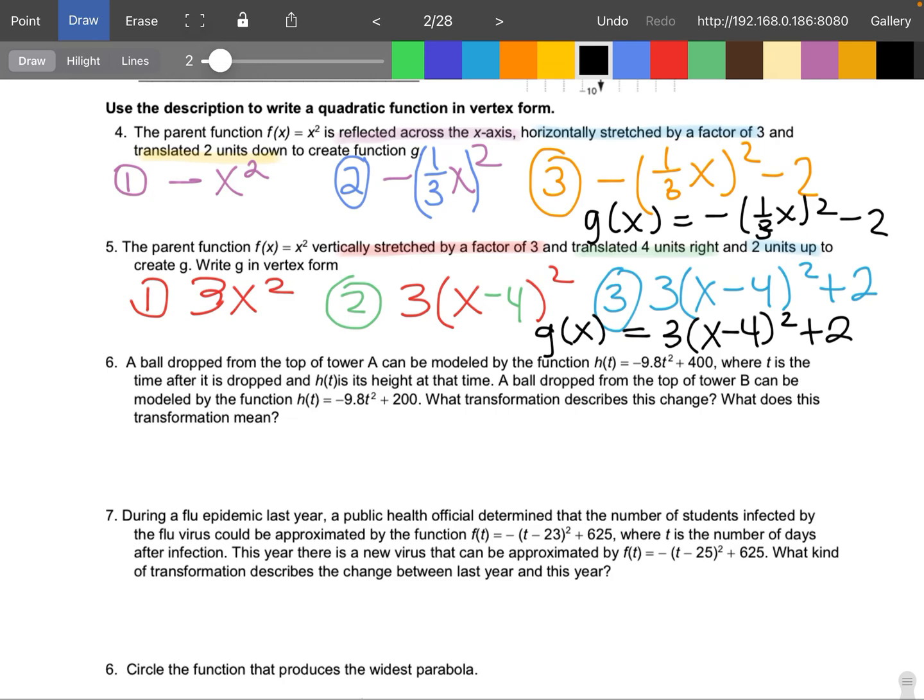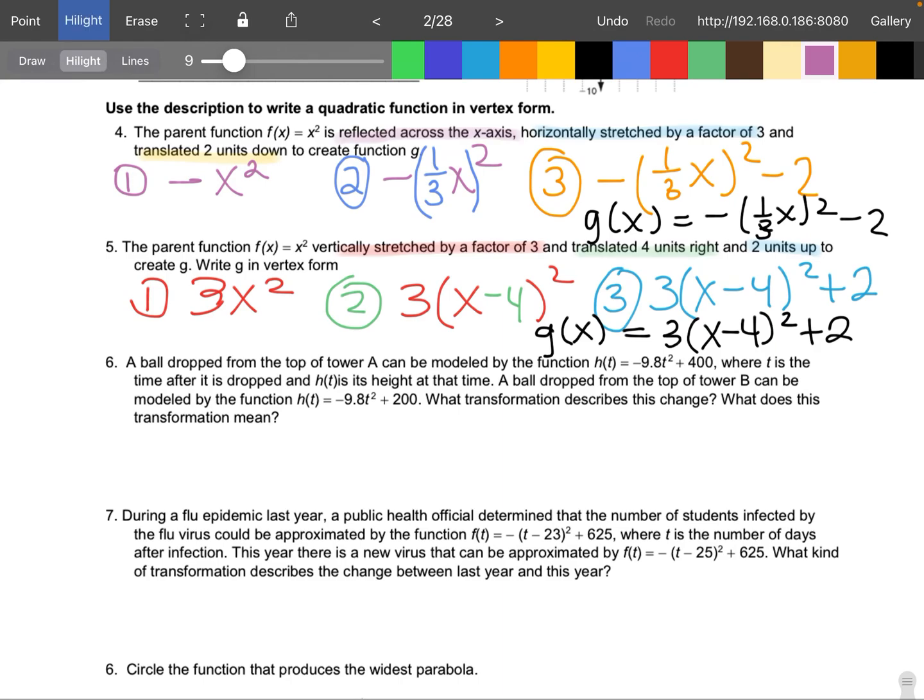Number 6, a ball drop from the top of tower A can be modeled by the function h of t equals negative 9.8 t squared plus 400, where t is the time after the ball dropped and h of t is the height at that time. A ball drop from the top of tower B can be modeled by the function h of t equals negative 9.8 t squared plus 200. What transformation describes this change? What does this transformation mean?